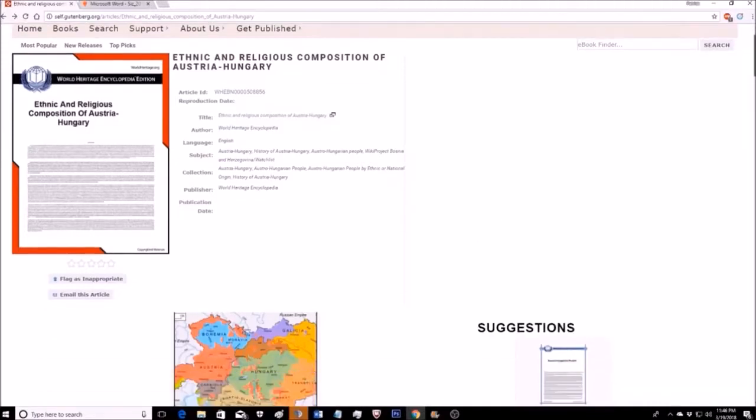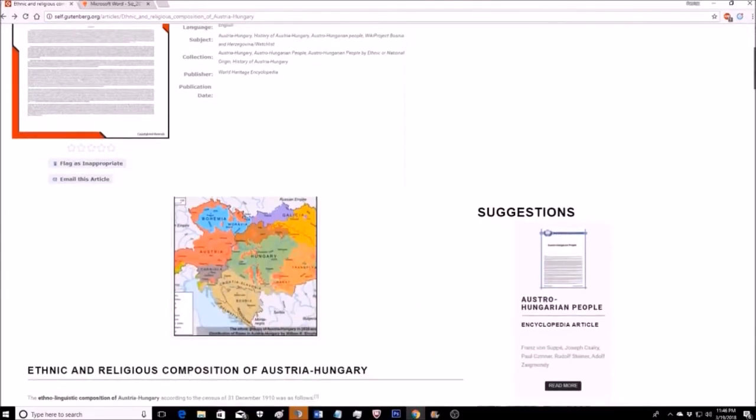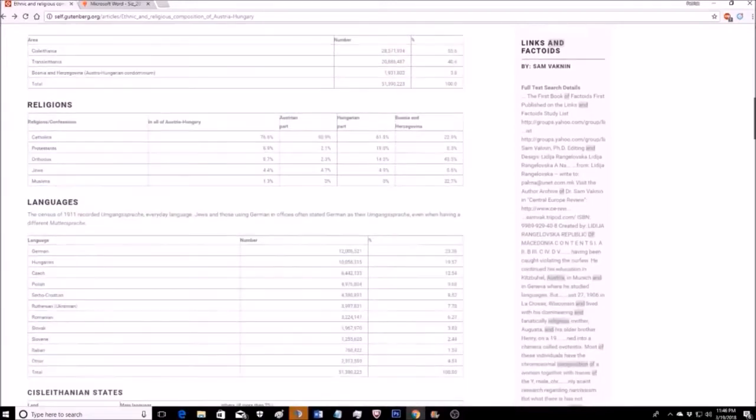So this is a census from 1910 of all Austro-Hungarian territory, and we're going to determine who the majority of the people were that lived on that land. So first, let's take a look at Tyrol.